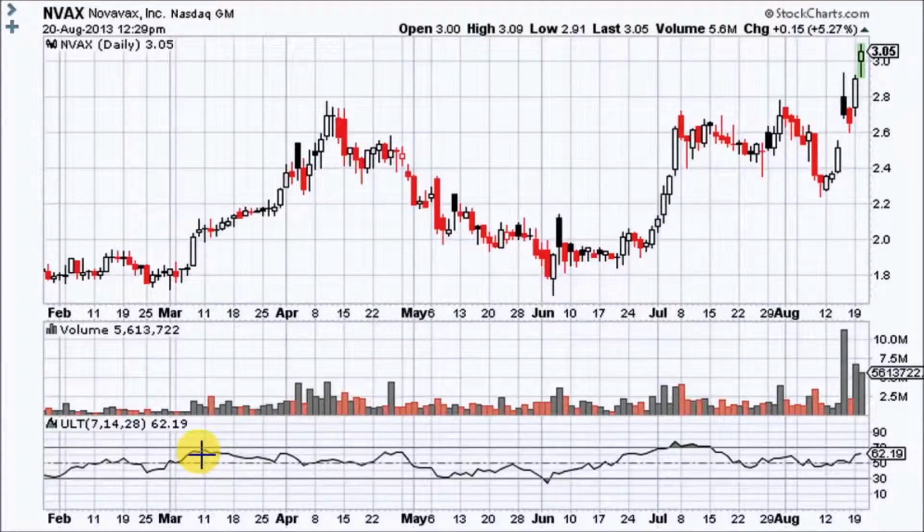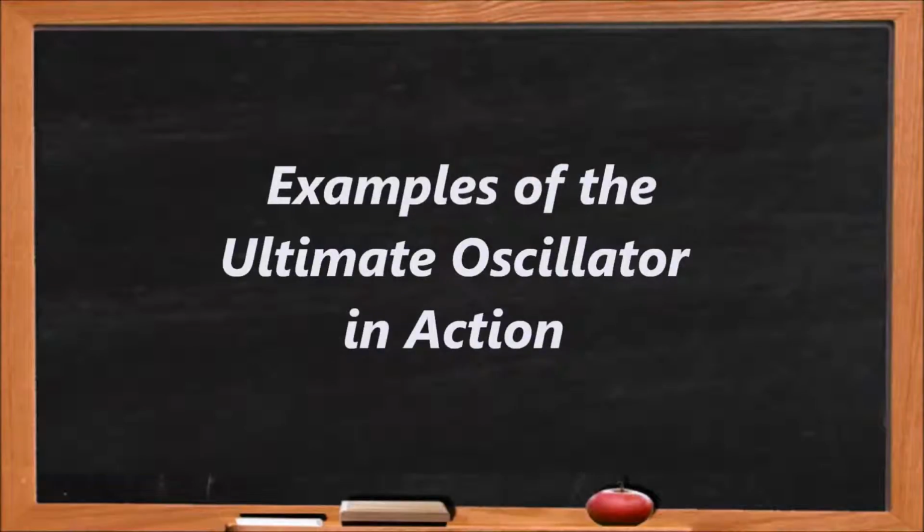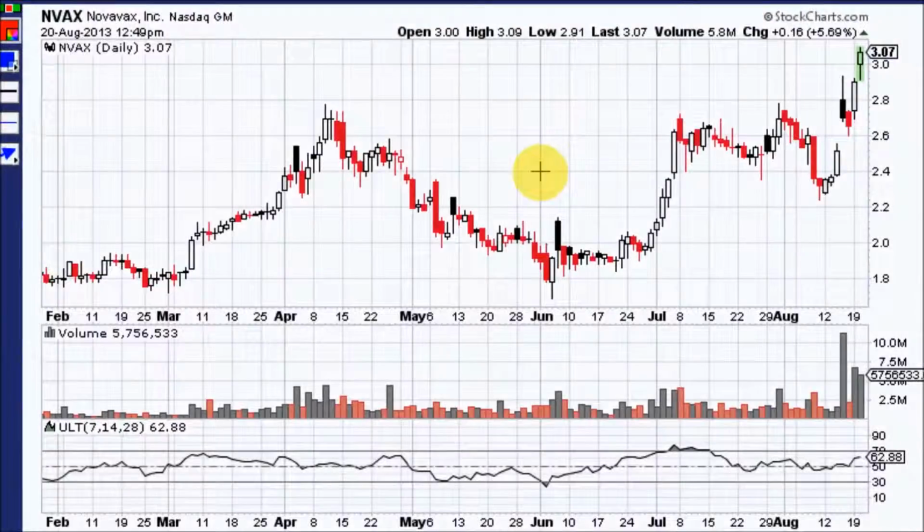I'm going to go ahead and load up my other chart here so that I can actually draw lines and show you a bearish divergence there and a bullish divergence right in here. Now let's take a look at the signals that Ultimate Oscillator has given on this chart for NVAX.